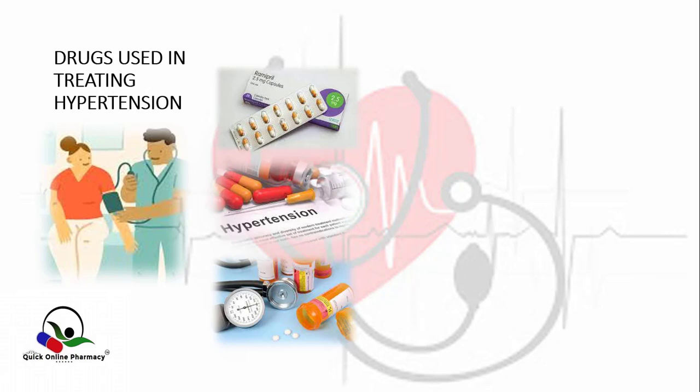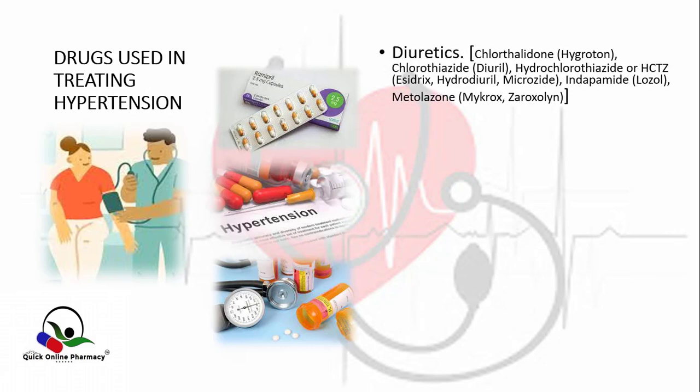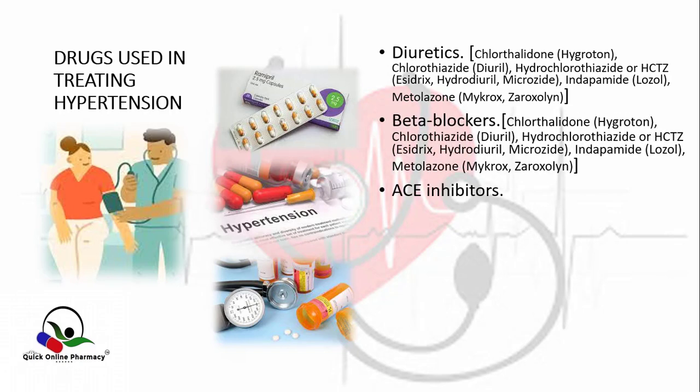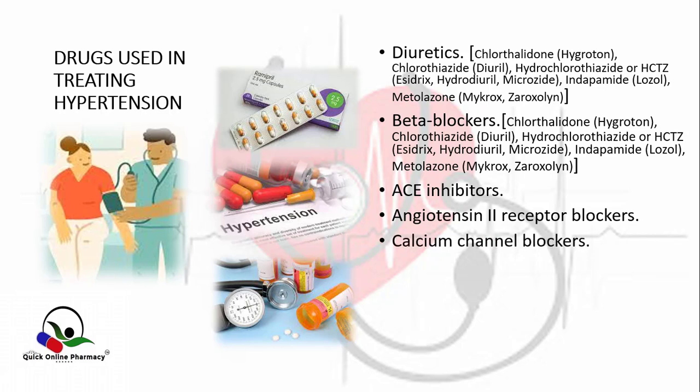Some drugs used in treating hypertension: we have diuretics, beta blockers, ACE inhibitors, angiotensin 2 receptor blockers, calcium channel blockers, alpha blockers, etc. These are the drugs which can be used in treating hypertension.